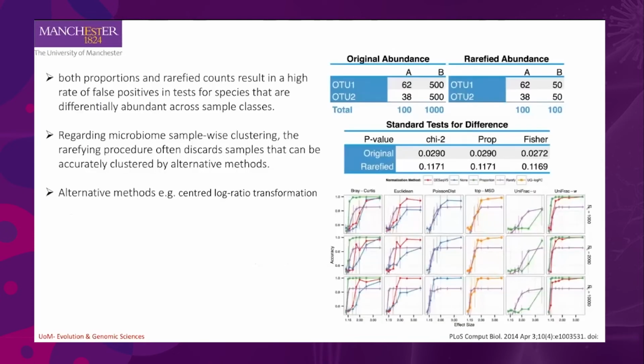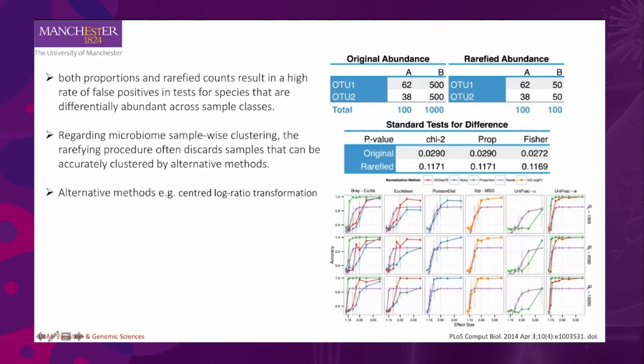And in the literature, another problem has also been pinpointed specifically with rarefying data: both proportions, so the compositionality, as we discussed, of microbiome data, but also the rarefied counts, result in a high rate of false positives in tests for species that are differentially abundant across different samples. And we can see this in the table on the right, where in the first table we have the raw sequencing data. So we have the count data without performing any kind of rarefaction.